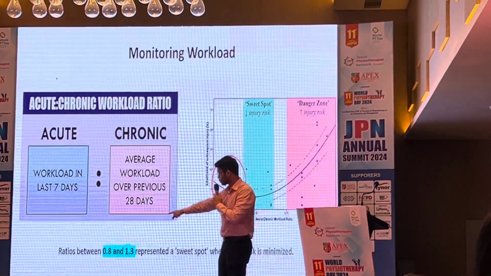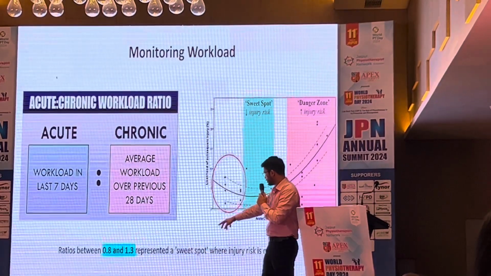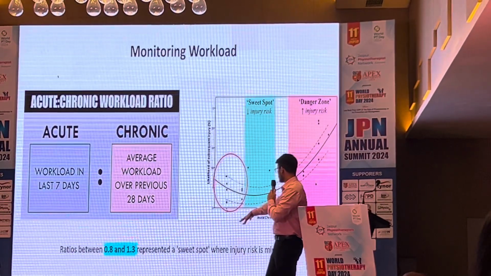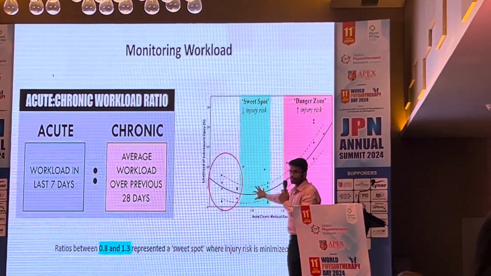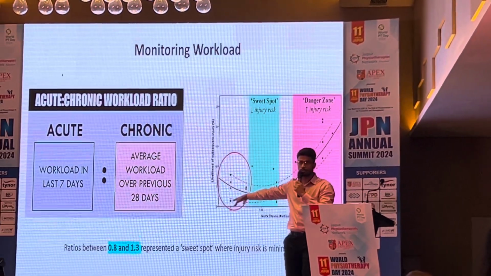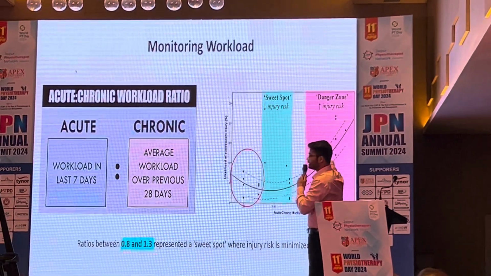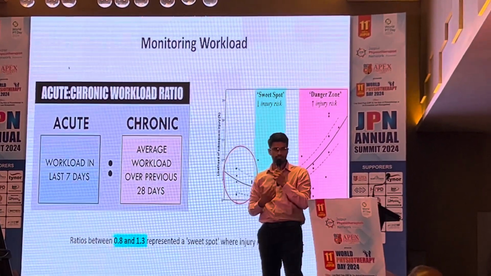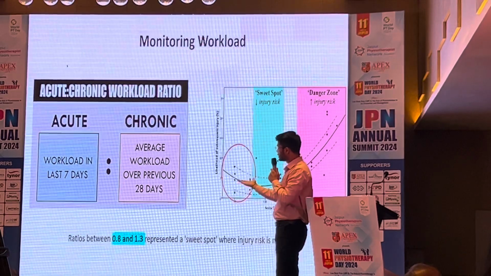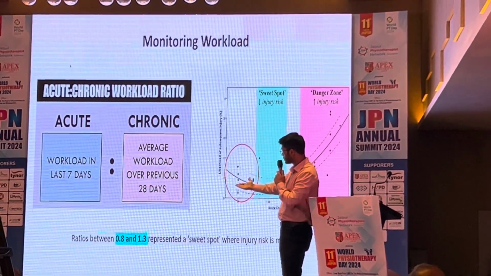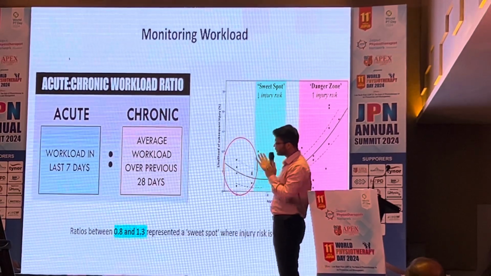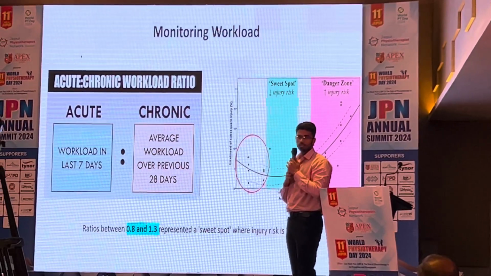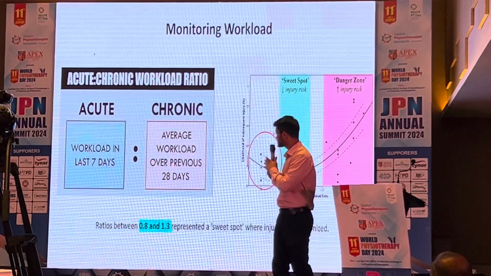If this ratio is from 0.8 to 1.3, it is known as the sweet spot. And over here, the injury risk is minimized. As you can see over here, this green is representing the sweet spot and the red zone is representing the danger zone or the increased injury risk. So, if we have calculated the acute to chronic workload ratio and it is coming from 0.8 to 1.3, it is wonderful. We should not worry about it. But if it is more, then we have to see what is the actual problem. Can we move to the next slide?